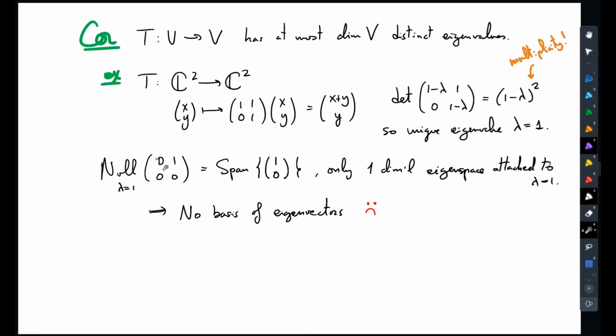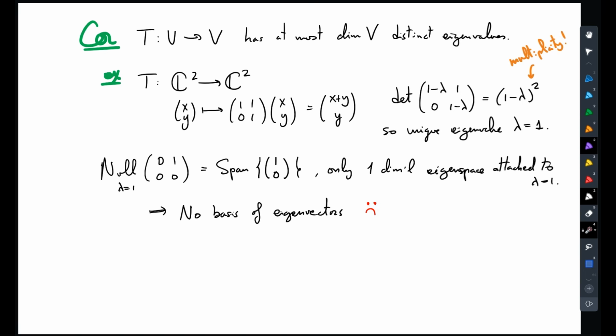I can try to find what are the eigenvectors for that lambda. So plug in lambda equals 1 here and find the null space of that matrix. The null space of this matrix is the span of the vector (1, 0). So it turns out that the null space is one-dimensional. I only have a one-dimensional eigenspace attached to lambda equals 1, and that tells me that in this case there is no basis of eigenvectors.